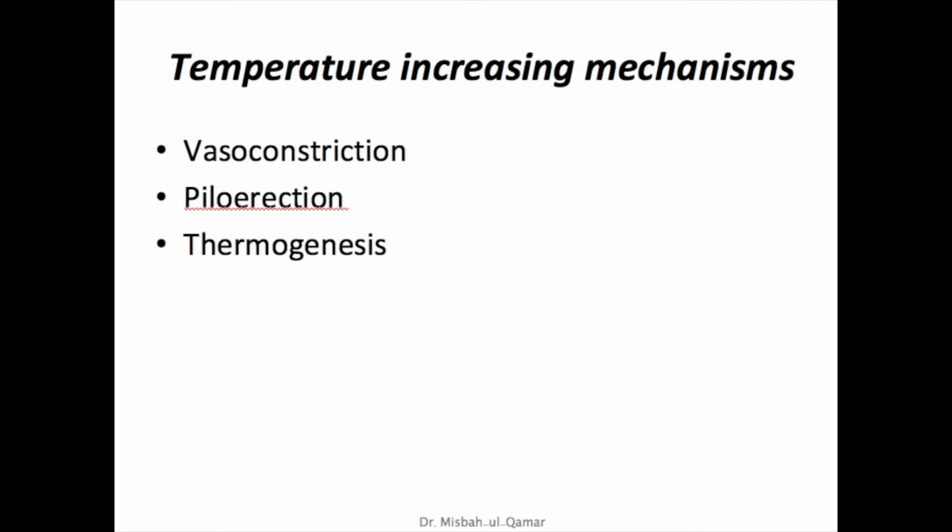Now, how is thermogenesis, which is heat production, increased in this scenario? That is achieved by three factors: by inducing shivering, by increasing sympathetic activation, and also by an increase in the secretion of thyroxine.